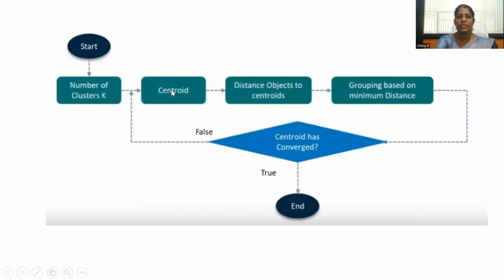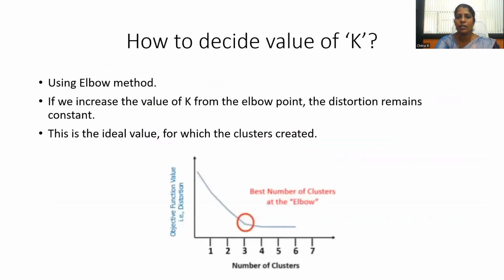Start with the number of clusters, find the centroids, and calculate the distance of each object to the centroids. The grouping is based on the minimum distance. If the centroid has converged, that is, the previous iteration and this iteration give the same centroid, then end. Otherwise, repeat the same steps again and again until the algorithm converges.